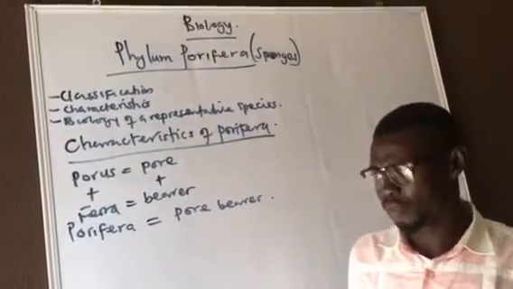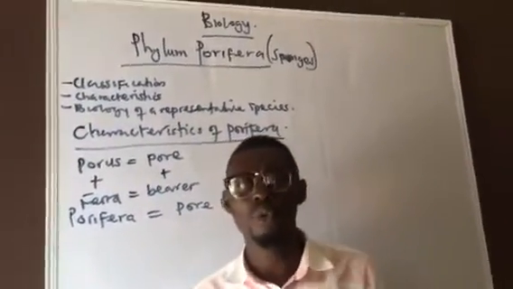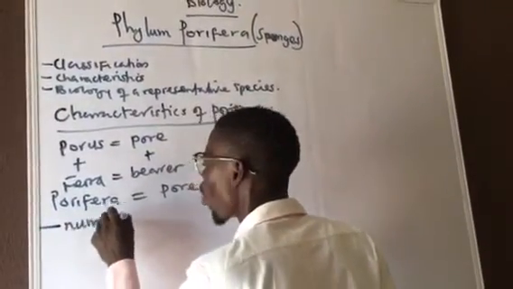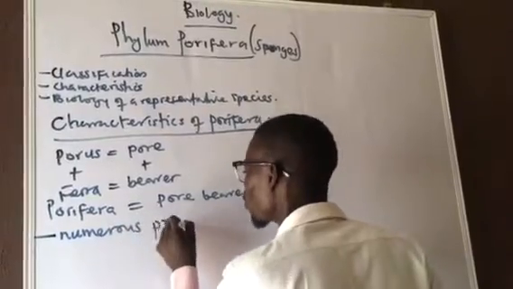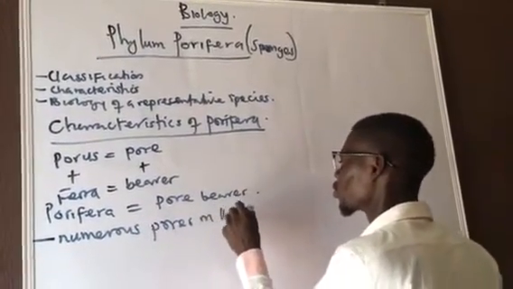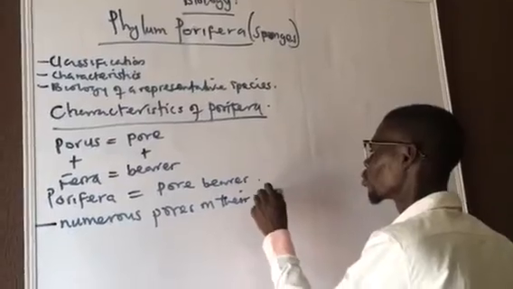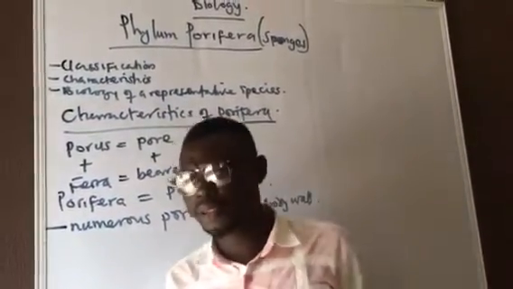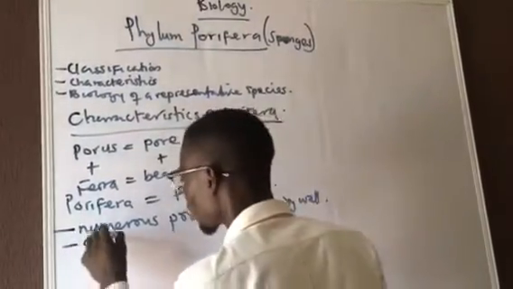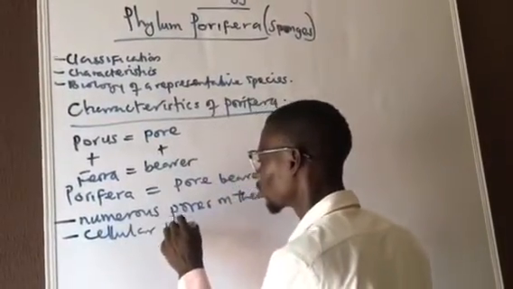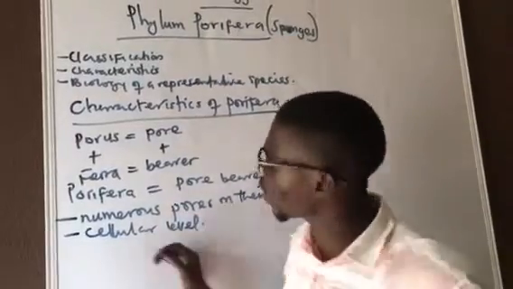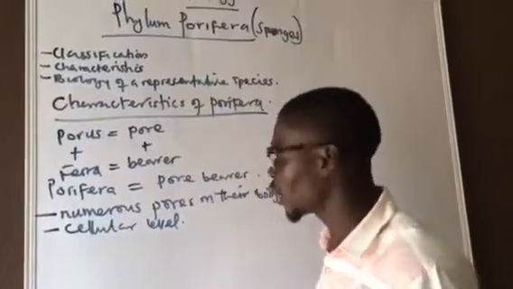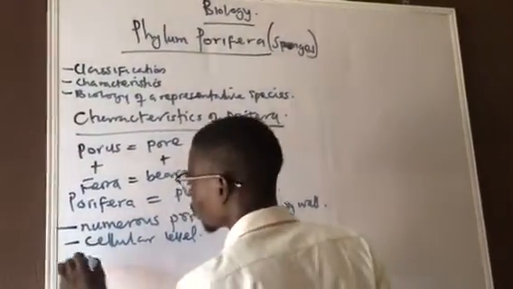They have openings along their body wall. So number one characteristic is that these organisms have numerous pores on their body wall. Another characteristic of this organism is that they are at cellular level of organization. They have cell differentiation, but they don't have tissue differentiation.